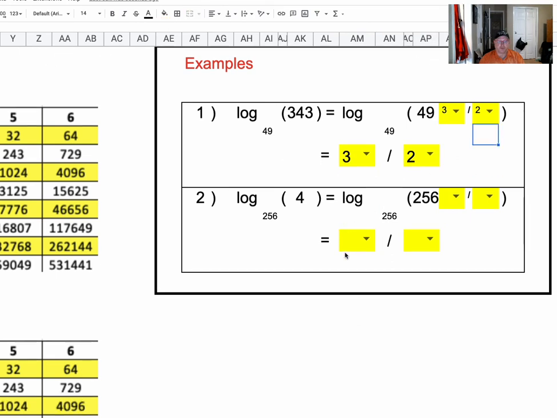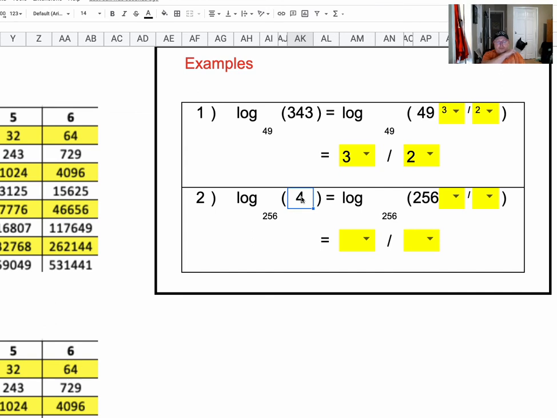Okay, next one. Let's look at number 2 here. Now this one here, one thing I should have asked is, again, what exponent on 49 goes to 343, would that exponent be bigger than 1 or smaller than 1? Well, 49 to the 49 would be 1, so 49 to the 343 is bigger than 1. On this one here, I'm going from 256 to 4.